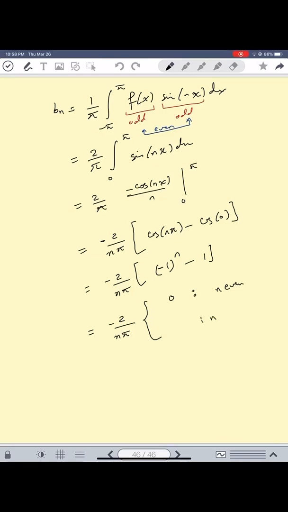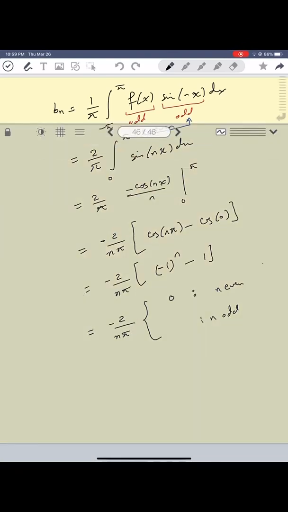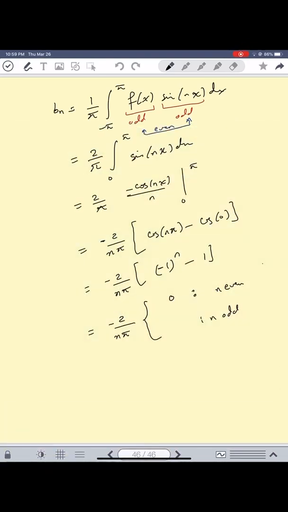But if n is odd, minus 1 to the odd is minus 1, minus 1, so that's minus 2. So when n is odd, this will be negative 2. So if you multiply the negative 2 over n pi, this will be 0 when n is even, and it will be 4 over n pi when n is odd. Okay, so this is the bn.